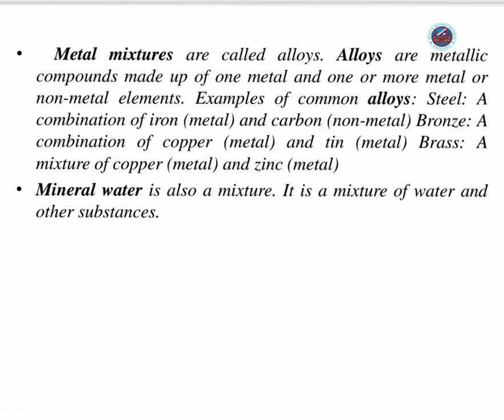Common examples of alloys: steel is a combination of iron, which is a metal, and carbon, a non-metal. Bronze, a combination of copper, a metal, and tin, a metal, is also an example of an alloy. A mixture of copper and zinc is also an alloy. Mineral water is also a mixture. It is a mixture of water and many other substances.